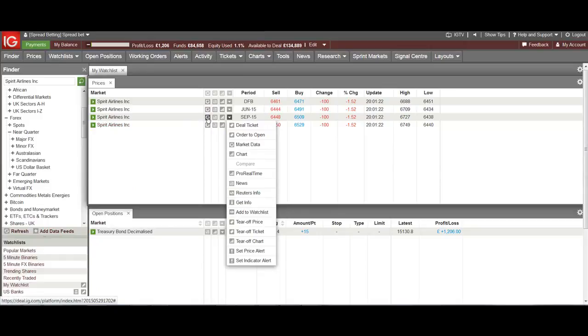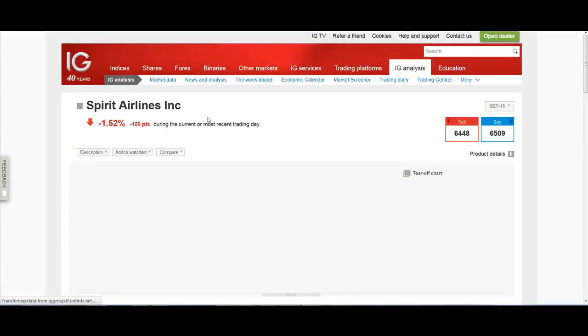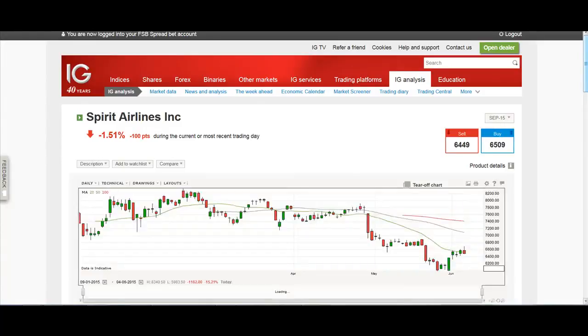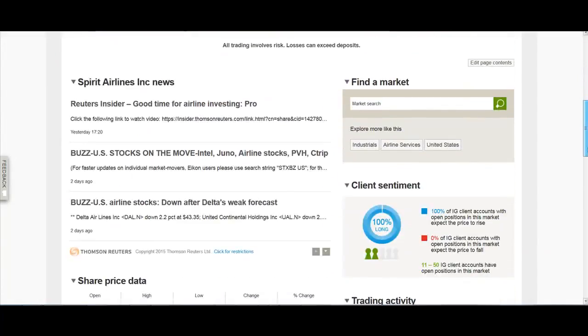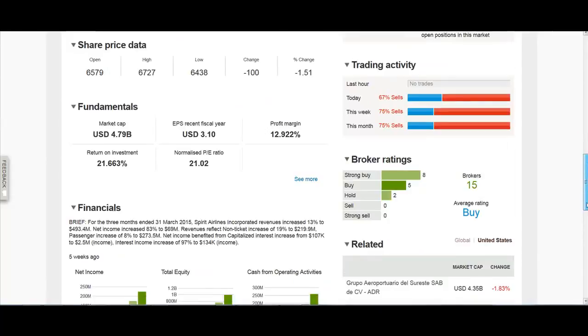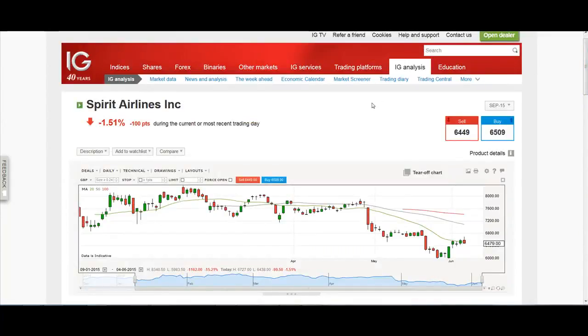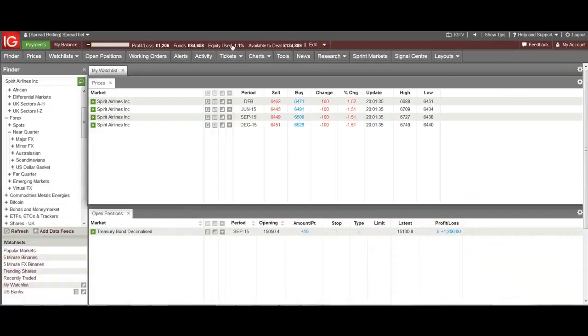What I can also do, if I click on this little roundy where it says market data, a new window will open up and it will give me a lot more information about this particular company as well as the chart. It'll also show me what other IG index customers are doing, whether they're long or short, which sometimes can actually act as a contra-indicator, but that's something to look at as well. So it opens up a lot more data there.